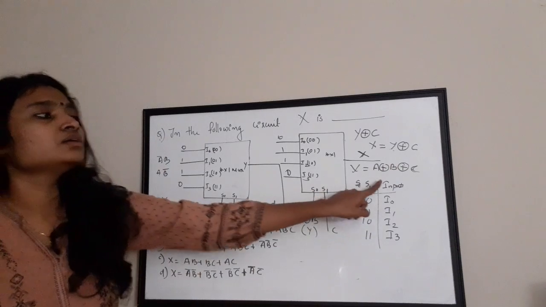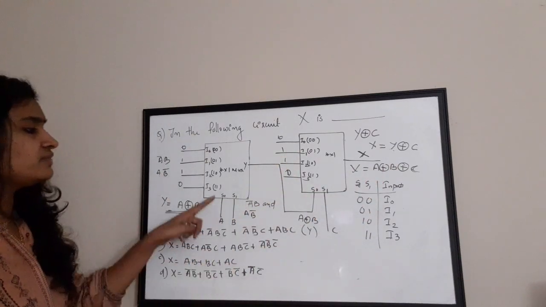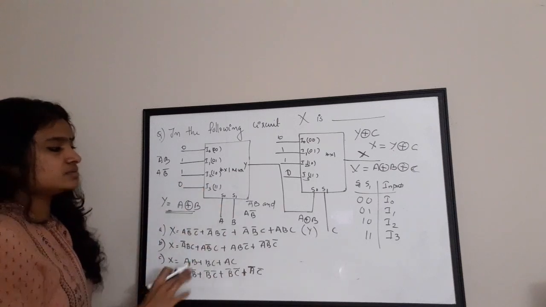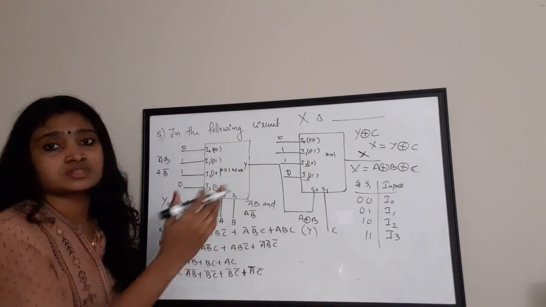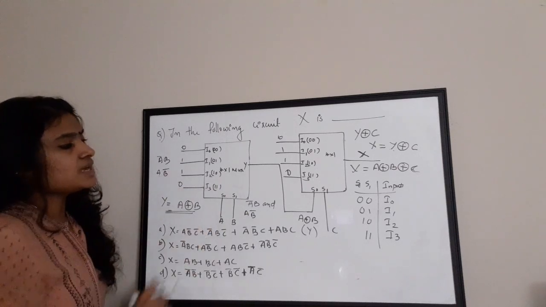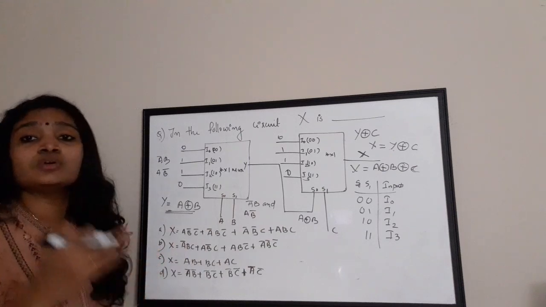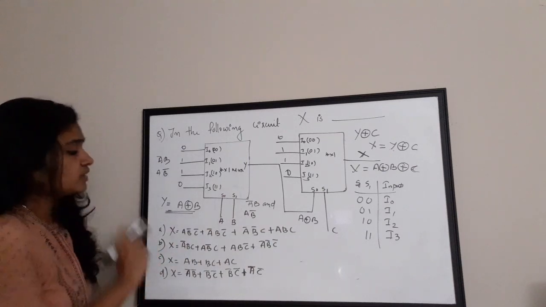So, this is your result or your X value. Now, in the equation, they have expanded the terms. That is, you cannot see any XORs. That is A XOR B XOR C, you cannot see. Now, what is the expression for A XOR B XOR C?